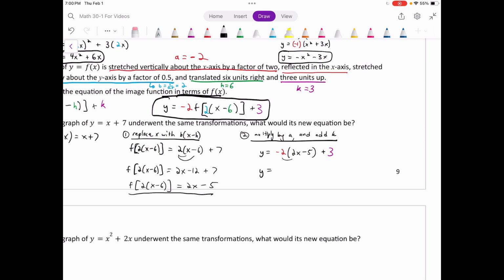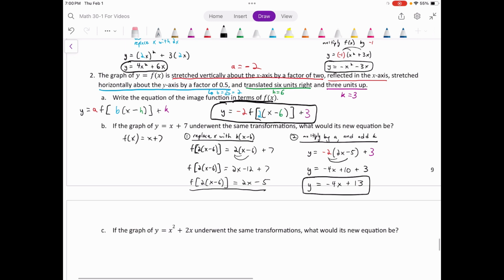So negative 2 times 2x, negative 4x. Negative 2 times negative 5 is positive 10. And, whoops, sorry, no, that 3 is just being added. I forgot that the brackets weren't around the 3. So plus 3. And then y equals negative 4x plus 13. And there we go. Y equals negative 4x plus 13.